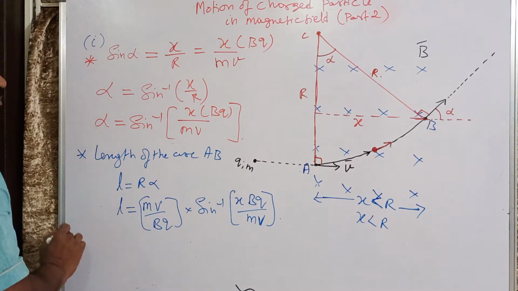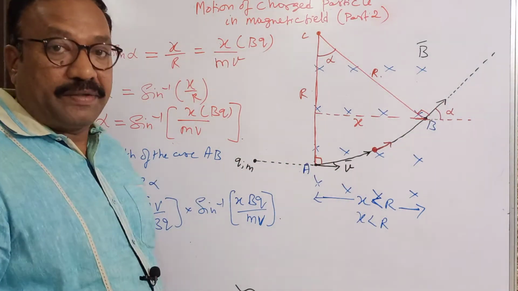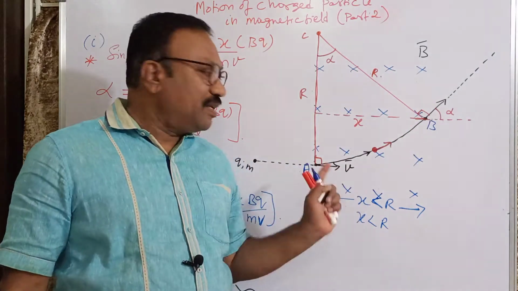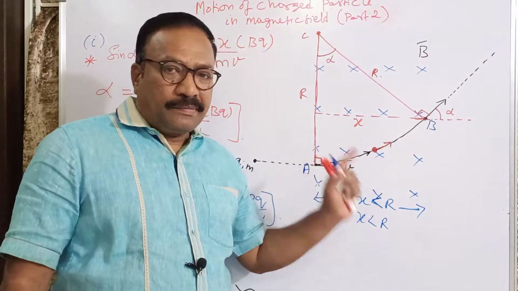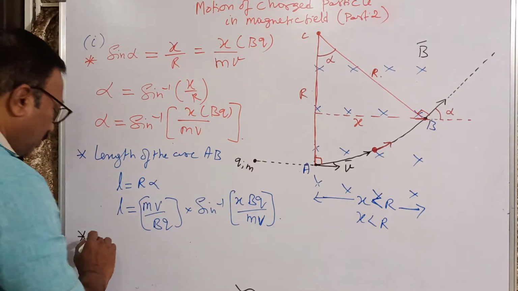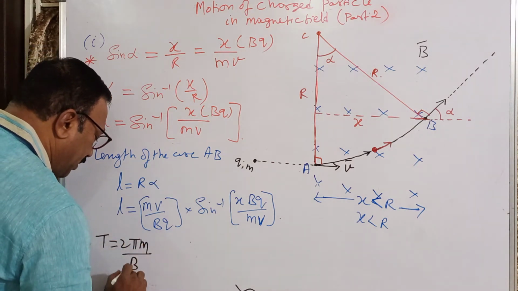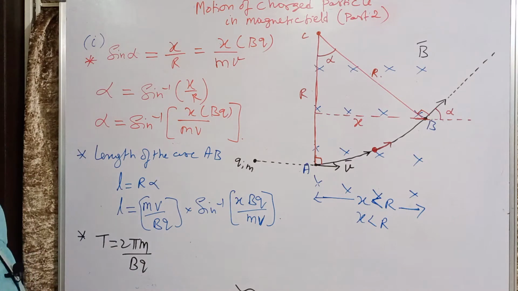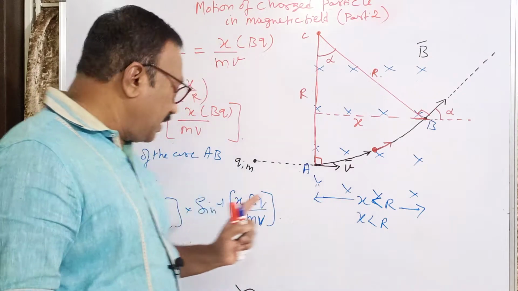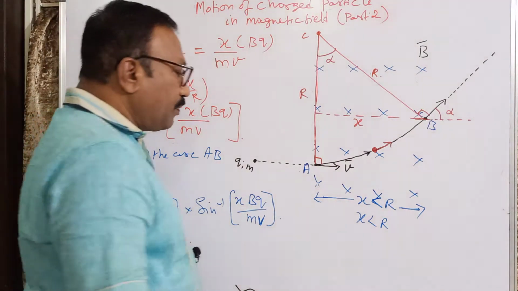That is nothing but how much time that it has spent inside the magnetic field. How much time that it has spent in magnetic field. That is this time of journey. So for time of journey, one must know the time period is 2 pi m by bq. Time period for a circular motion, if it is completing a circular motion, it will take time this much, which you did in part 1, you can go through.